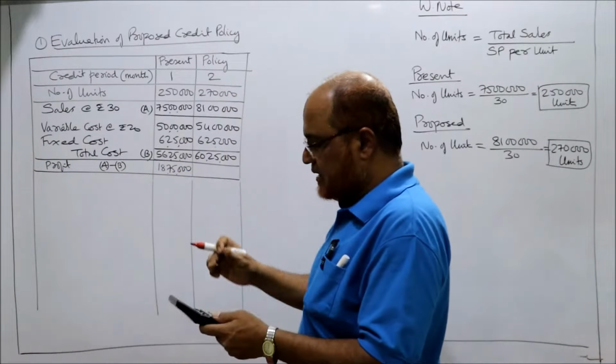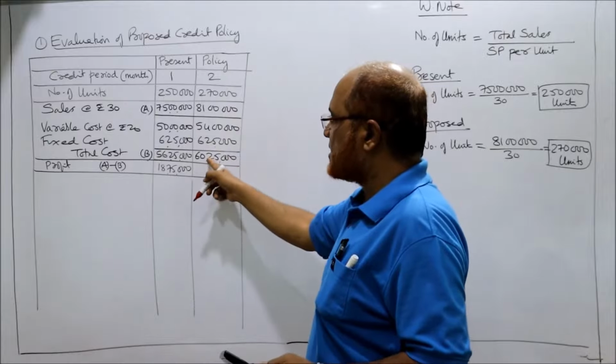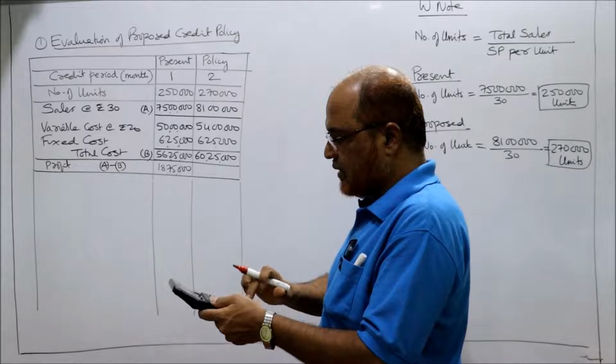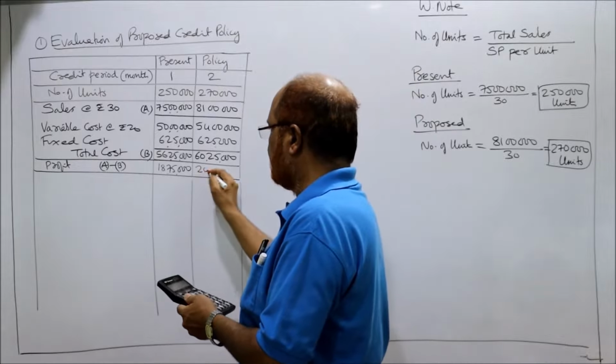Similarly, the sales are 81 lakhs. 81 lakh rupees are the sales, and total cost is minus 60 lakh 25,000. You will get 20 lakh 75,000.